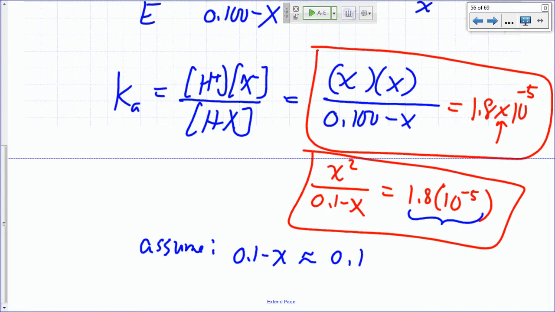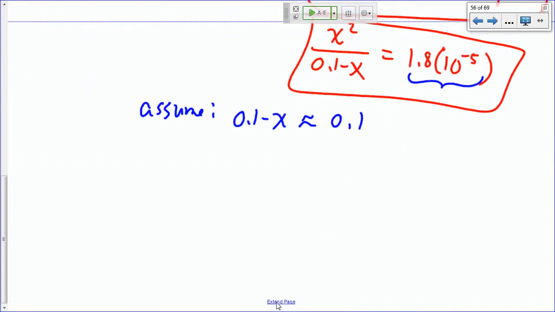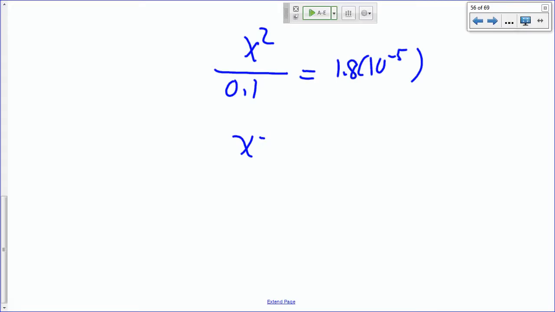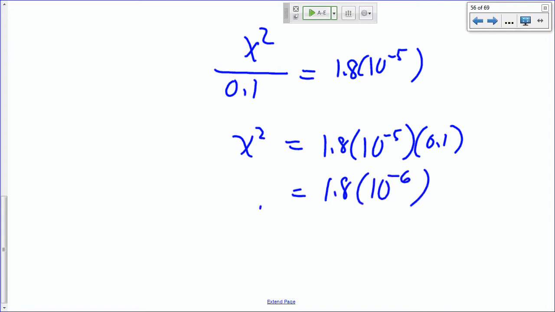Negligible compared to 0.1. Is that a valid assumption? You have to check in the end. If not, then you're out of luck. You have to go back and actually do it using the quadratic equation. But let's say that X is in fact small enough. Then you would say X squared over 0.1 would be equal to 1.8 times 10 to the negative fifth. This is easier to solve now. X squared equals 1.8 times 10 to the negative fifth times 0.1, which would be 1.8 times 10 to the negative 6, right? That's my X squared.